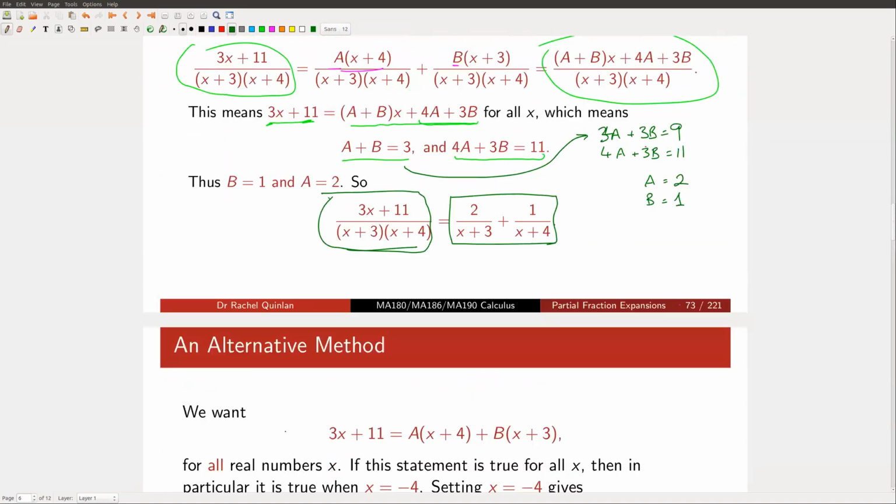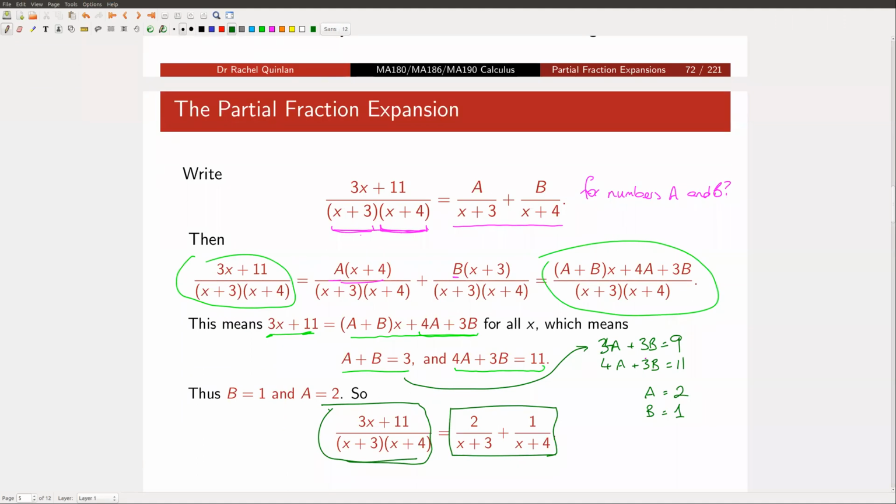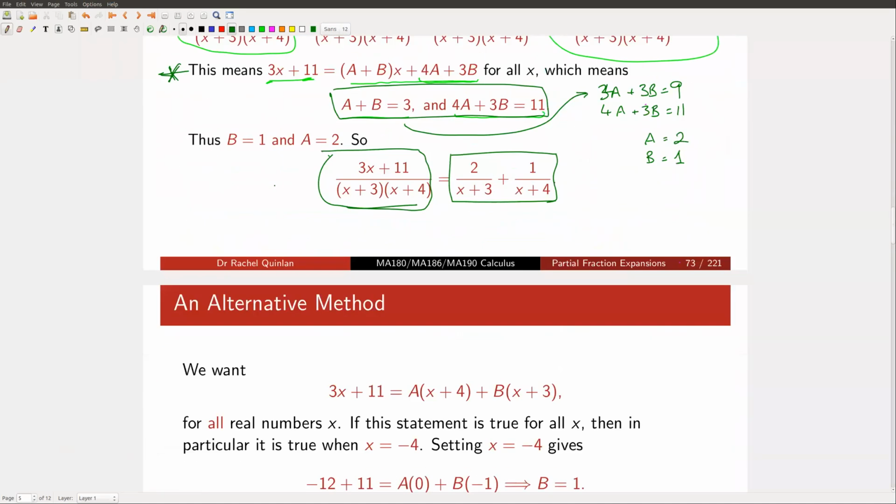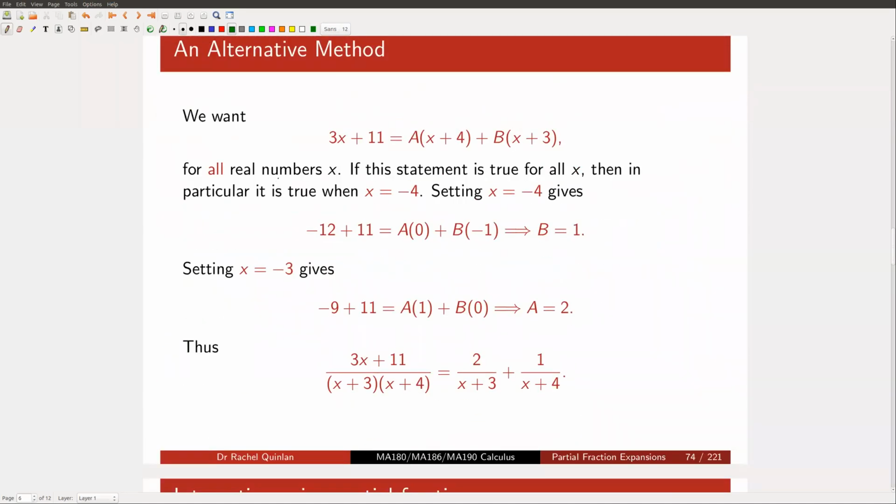Okay, so if we look at this again, let's go back to the line where we found the equation 3x plus 11 equal to a plus b times x plus 4a plus 3b. The most direct thing to do with that is what we did, to split it up and find that what we need to do is solve a pair of linear equations in a and b. Just to remark, there is an alternative method which sometimes works more efficiently. For this example they're not so different, but for even slightly more complicated examples this one can be far preferable.